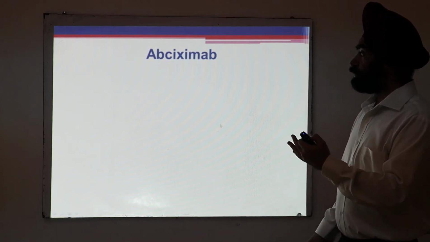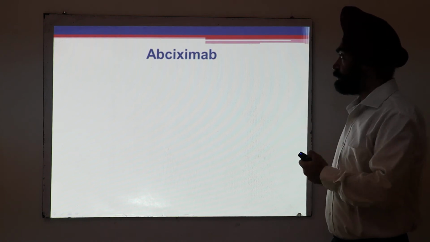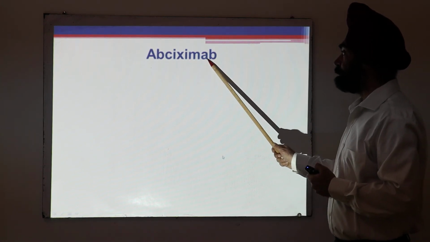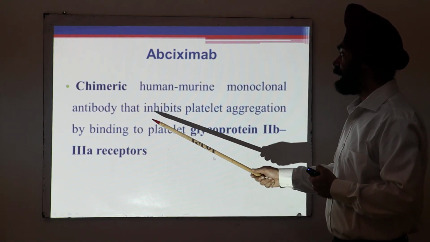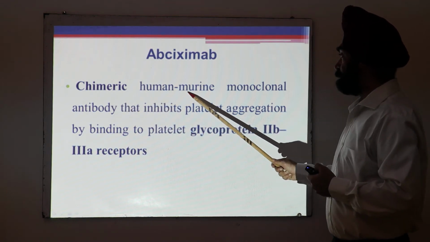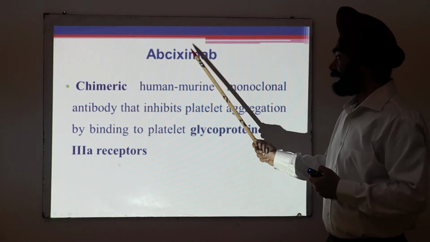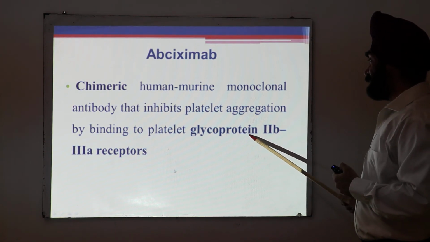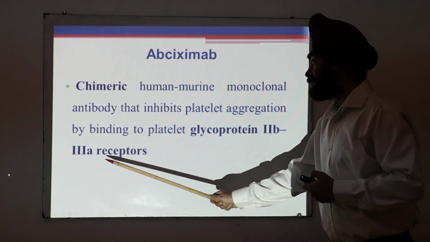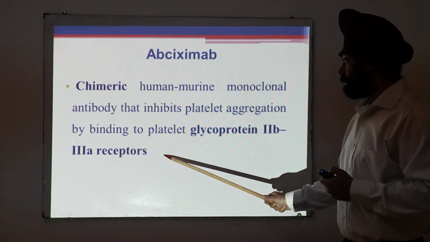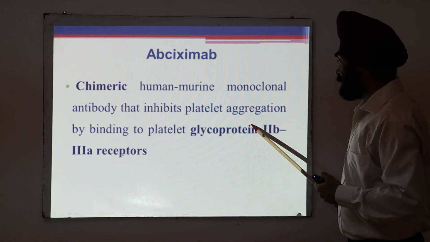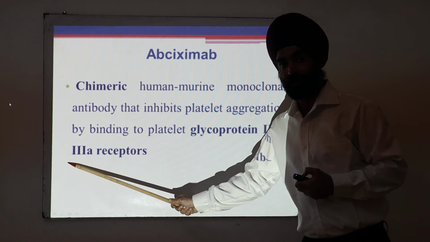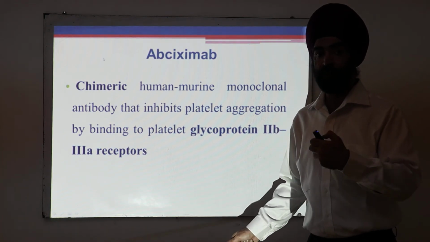Now I will go for the individual antibodies. So now this is abciximab. Abciximab is actually a chimeric monoclonal antibody, and the target is glycoprotein 2b3a receptors.